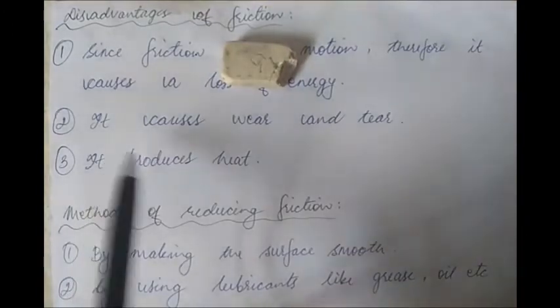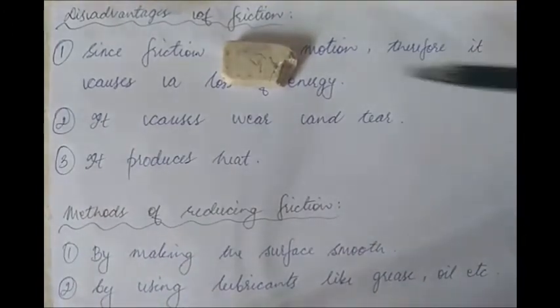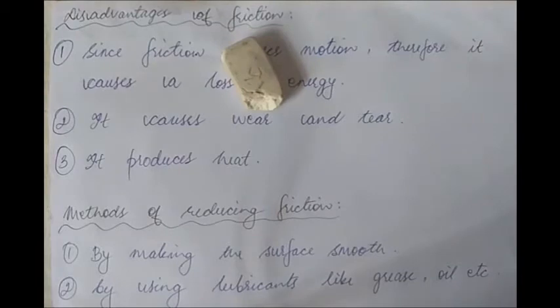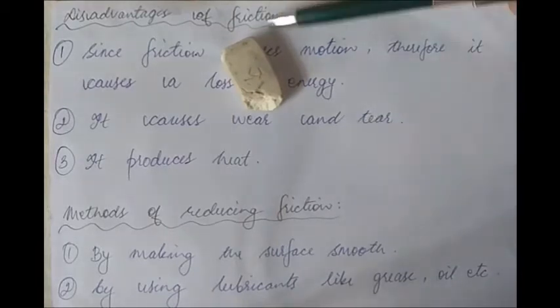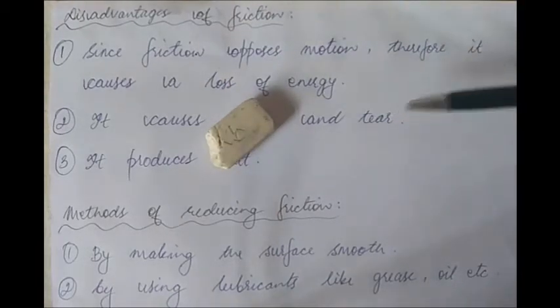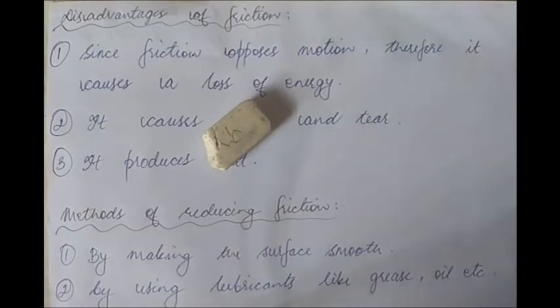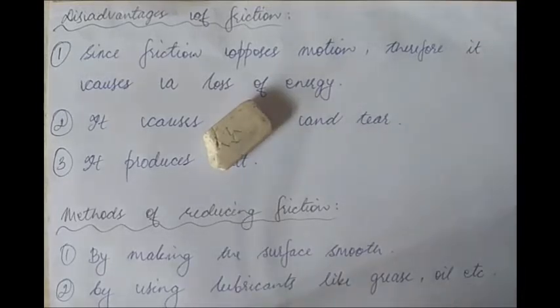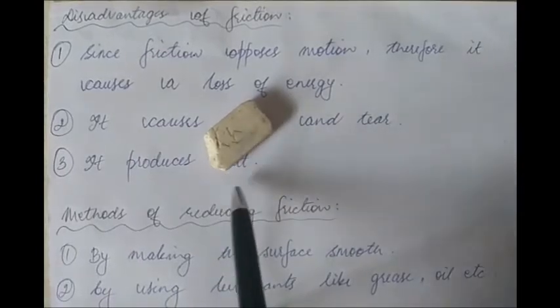The second point, it causes wear and tear. Again, you can give a look at this eraser here. The eraser is broken and it looks old and weary. Now this eraser has been used so many times. I have rubbed this eraser so many times on paper. So every time I rub, what happens? Friction is generated, so that friction causes wear and tear of this eraser.